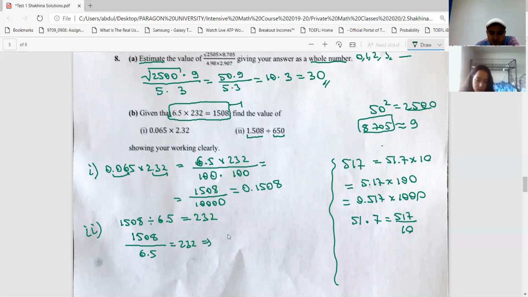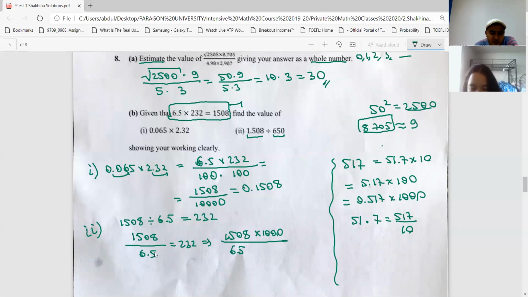Let me rewrite it, Shahina. Here we have 1508 over 6.5, and I want to put this decimal point. Here we don't have a decimal point, which means it is here. I should move this to the left. How many digits? 1, 2, 3. So if I put this decimal point here, we should multiply by 1000, because 1.508 times 1000 is equal to 1508.